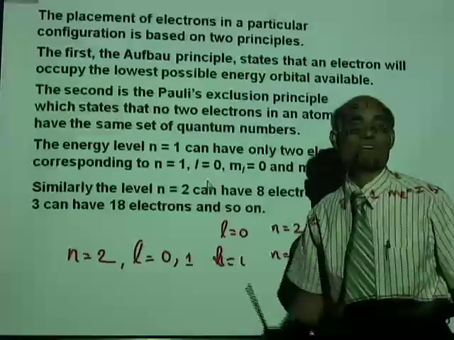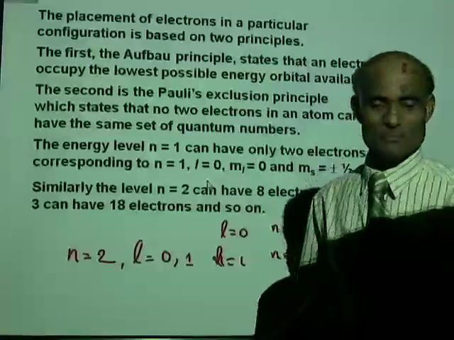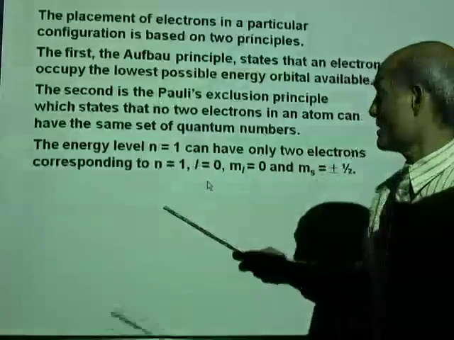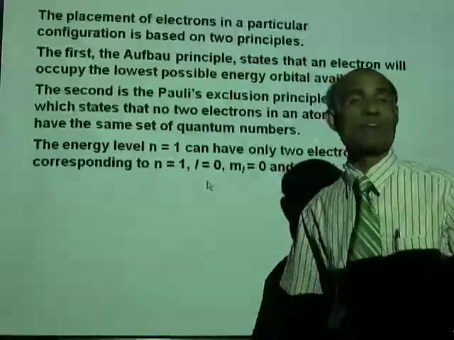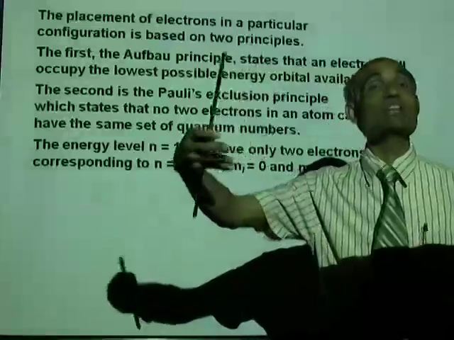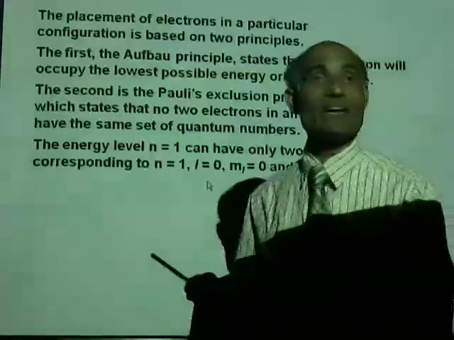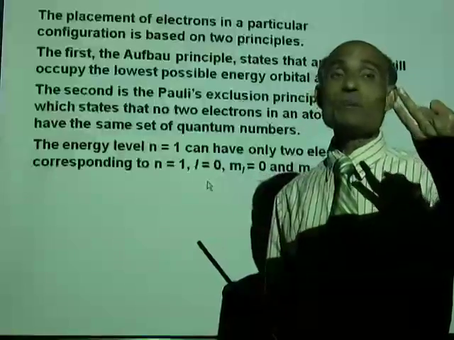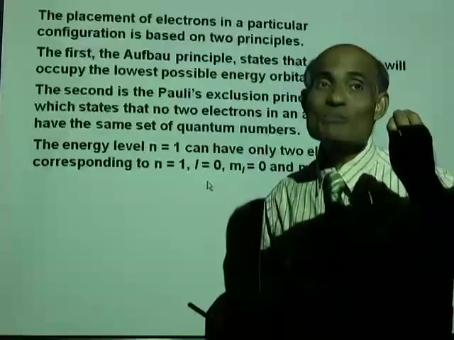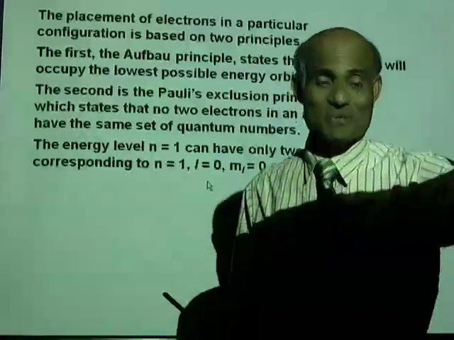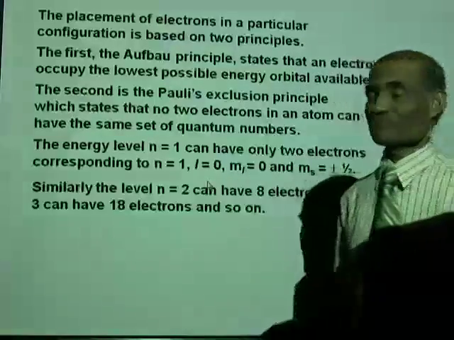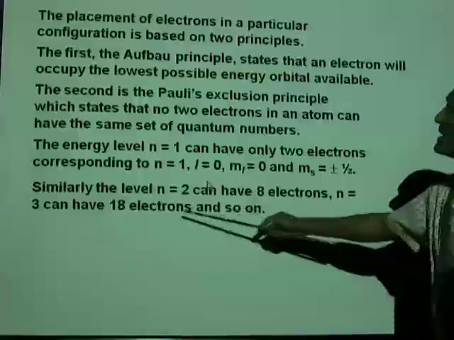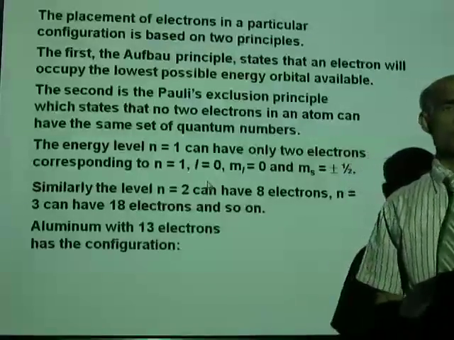Now I want you to figure out how many electrons can there be in the shell n equal to 3. You can see that's very simple now. So, you are now able to decide on the number of electrons per shell and in each subshell. In an S subshell there can only be 2 electrons. In a P subshell there can only be 6 electrons, and so on. Similarly, the level n equal to 2 can have 8 electrons, n equal to 3 can have 18, and so on.